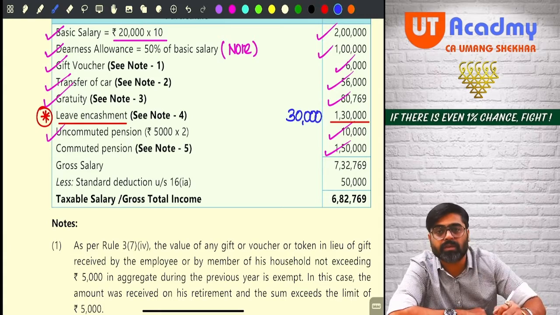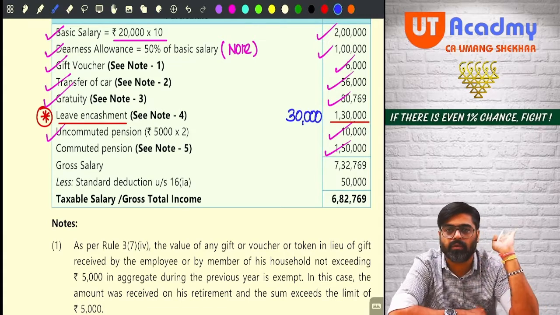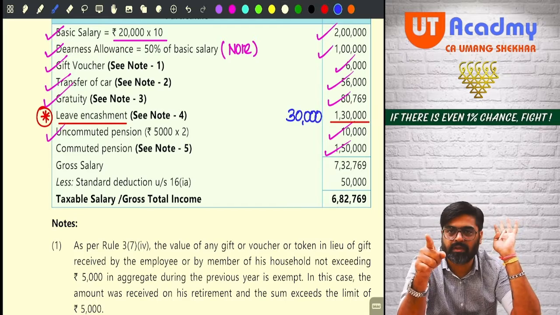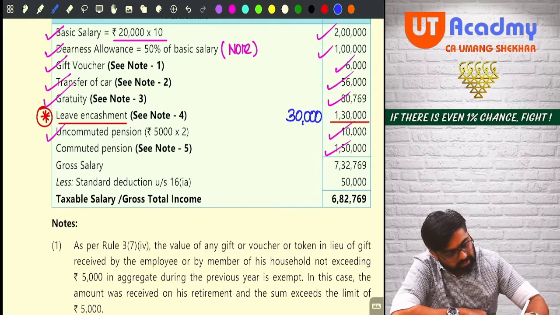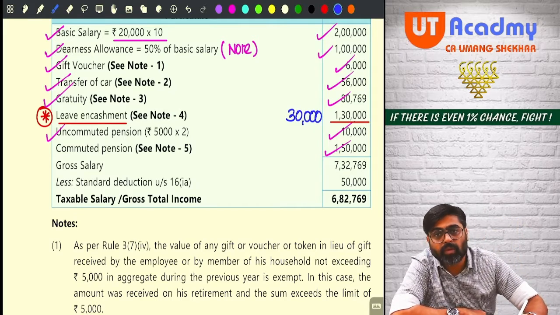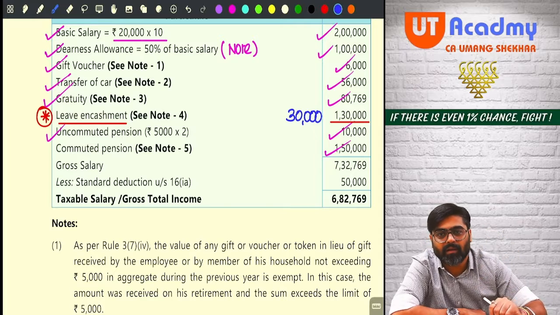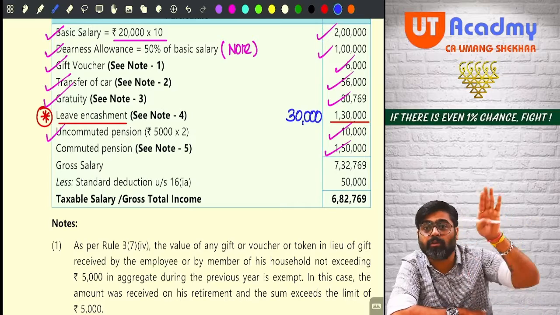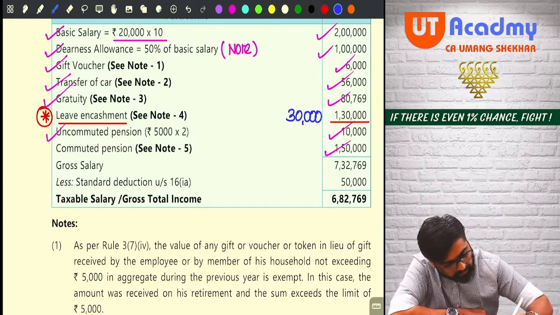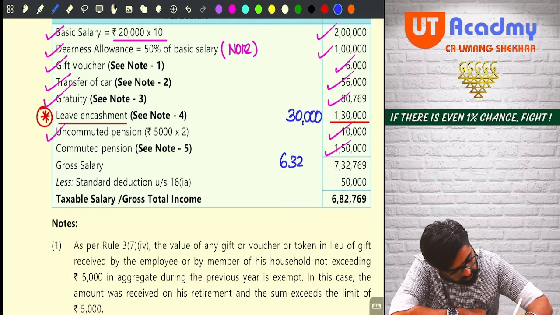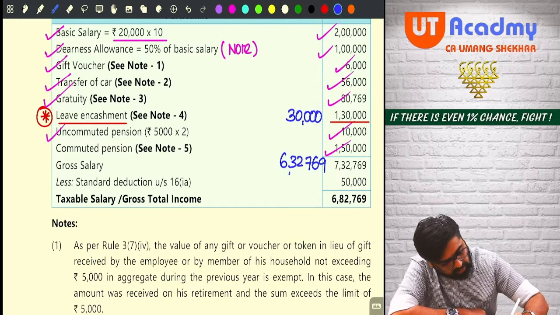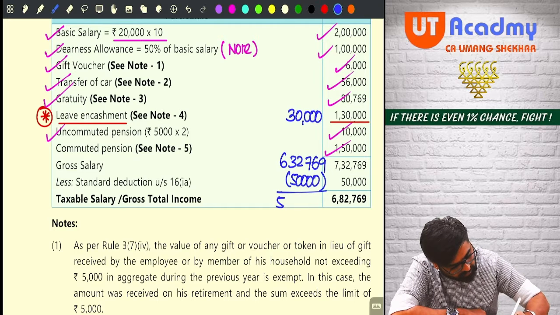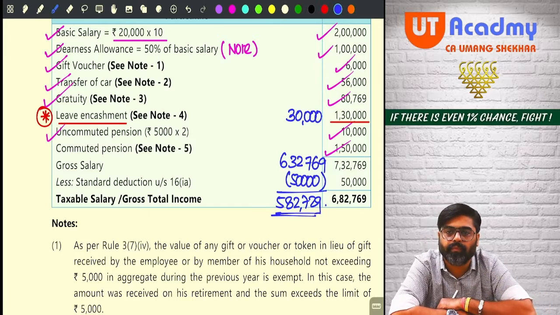This is the only amount which is different for me and for my institute. If I am taking this 30,000, then this salary will be reduced by 1 lakh. I am not taking 1,30,000 as taxable. I am taking only 30,000 as taxable. So my salary will reduce by 1 lakh, so it will be 6,32,769. Out of that I will get 50,000 standard deduction, and I will get 5,82,729. This will be my final answer. Got it?